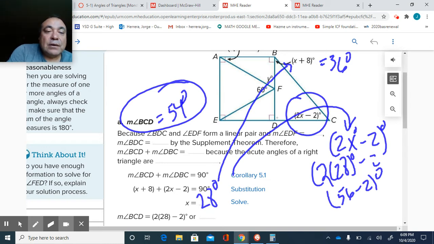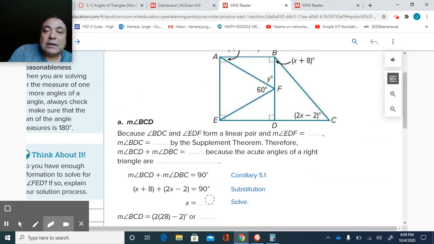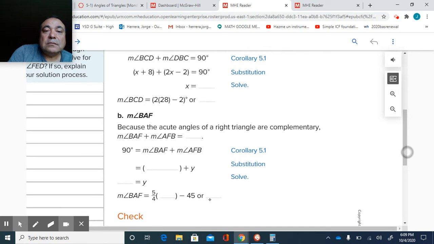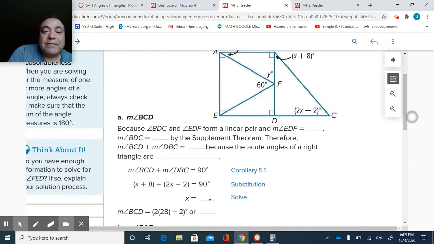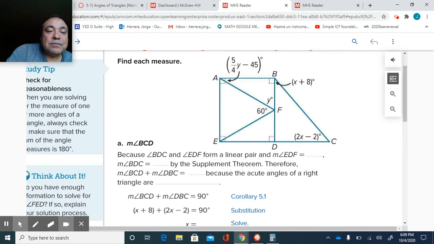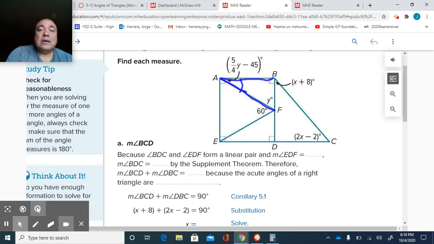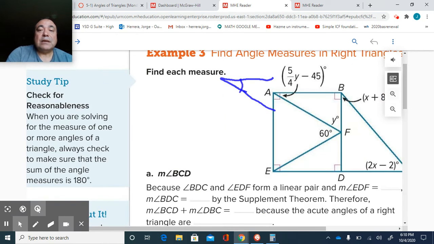Let me see if we can go back just a little bit. Let me erase all that kind of stuff right there, and let's see if we can do the question that follows after that. They want us to find BAF. So BAF is right there. They want us to find that angle. Well, we know, guys, we do know the 4/5. So I'm going to see if I can make this one just a little bit bigger so we can work on this. There we go.